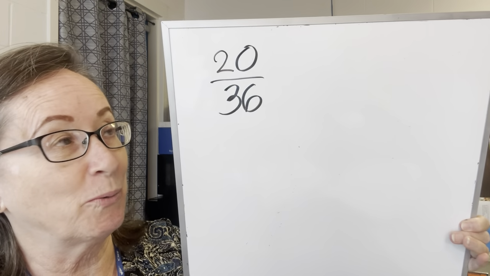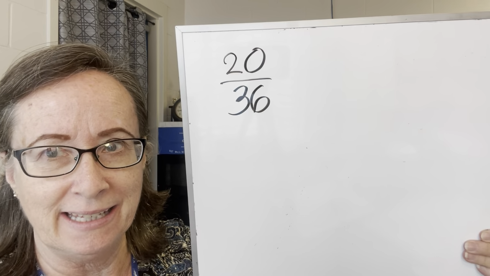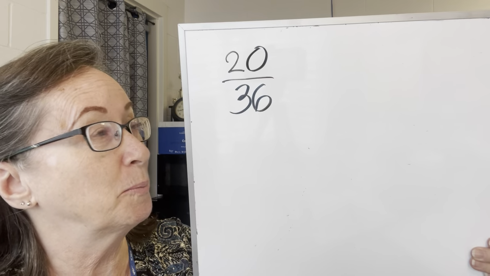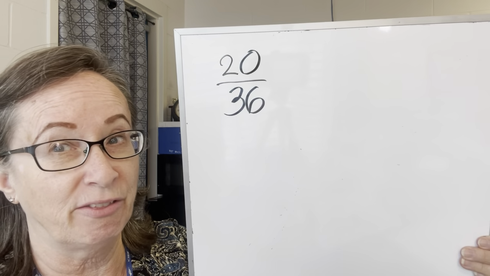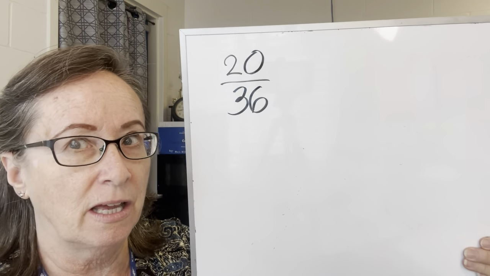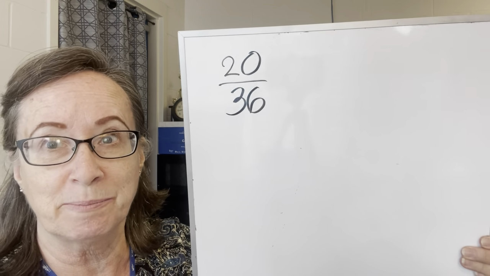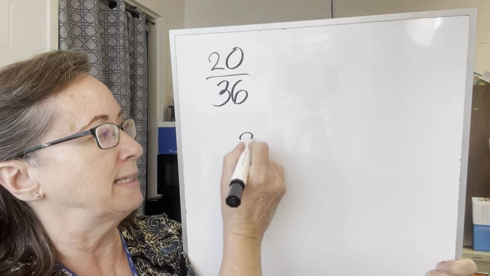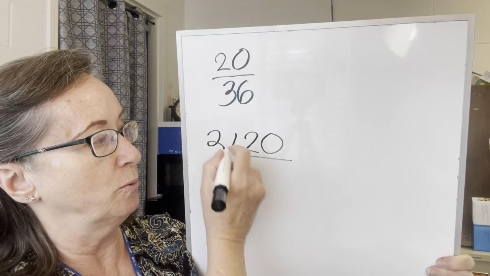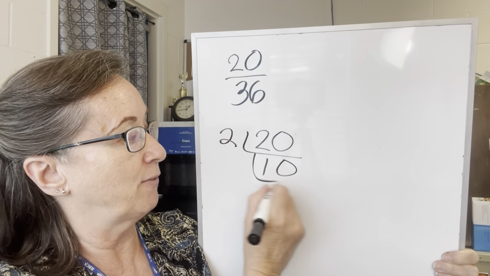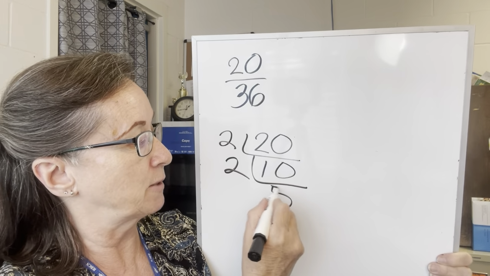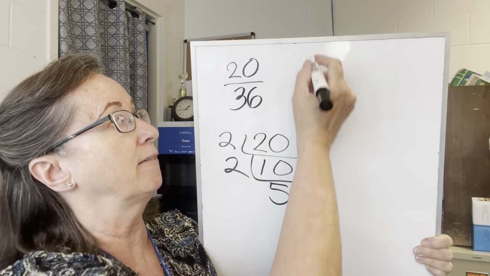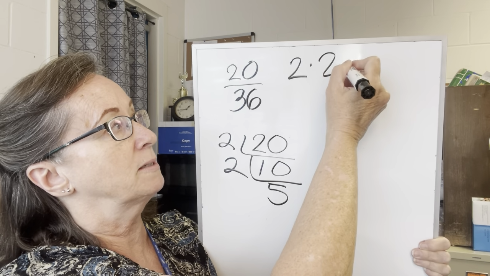Okay, so now we're going to do letter D in our practice problems. We are going to prime factor 20 and 36 and then cancel the common factors to simplify this fraction down to its lowest terms. So 20 divides by 2, leaving us with 10, and divides by 2 again, leaving us with 5. So we will write 20 as 2 times 2 times 5.